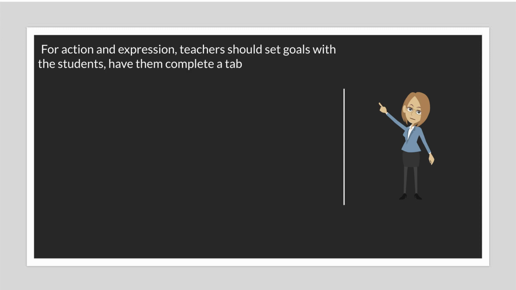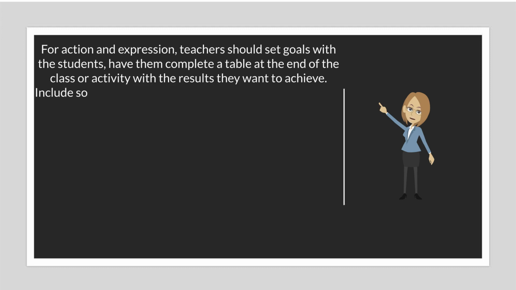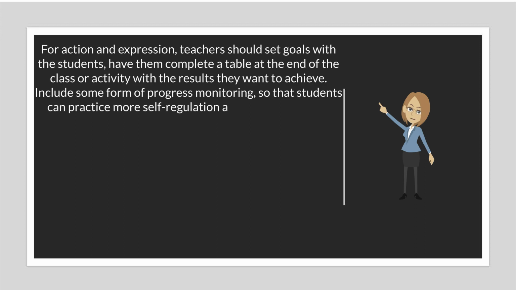Ultimately, for action and expression, teachers should set goals with students, and make them complete a table at the end of the lesson or activity with the results they want to achieve. It should also include some form of monitoring progress so that students can practice more self-regulation and self-assessment.